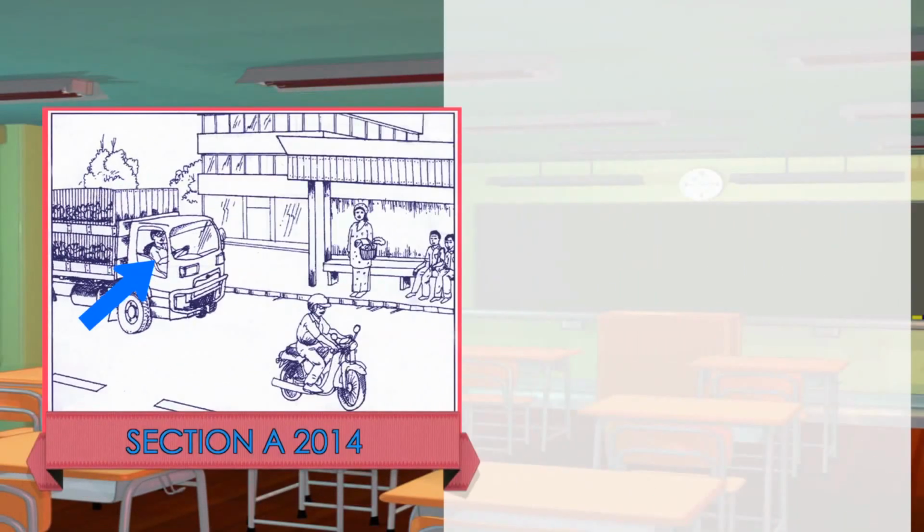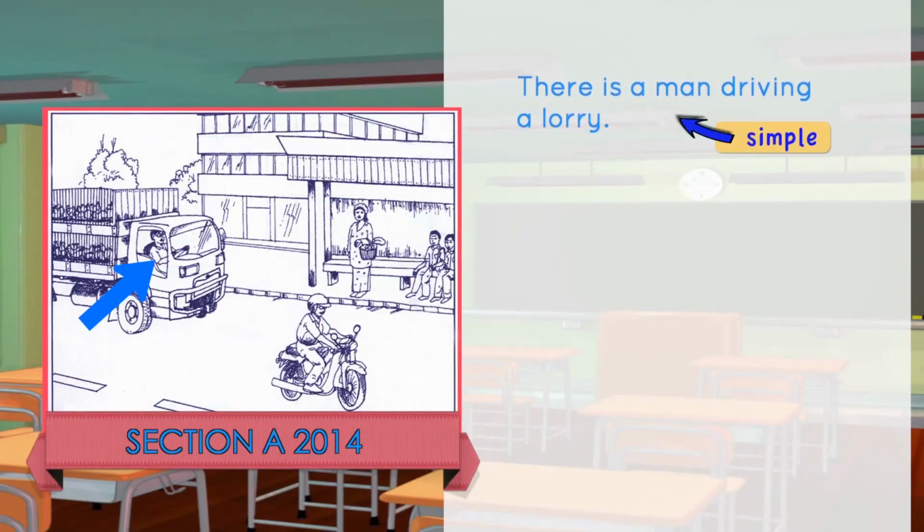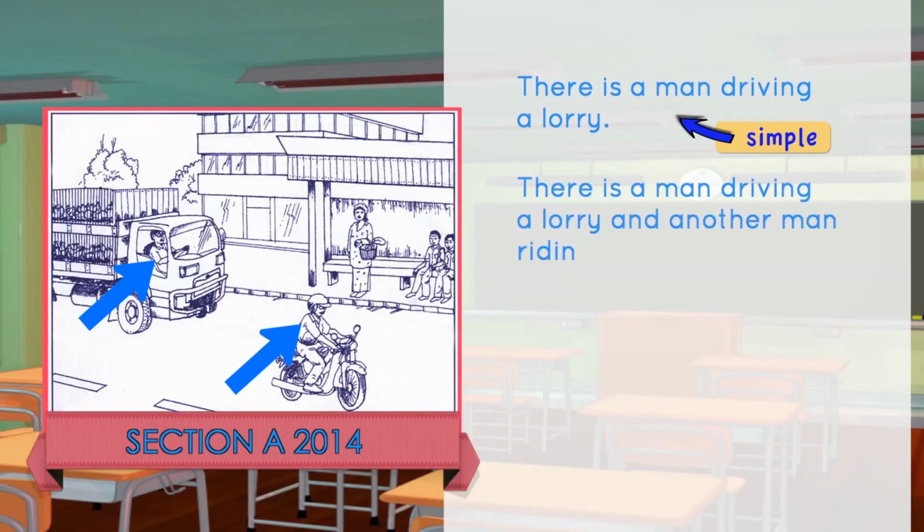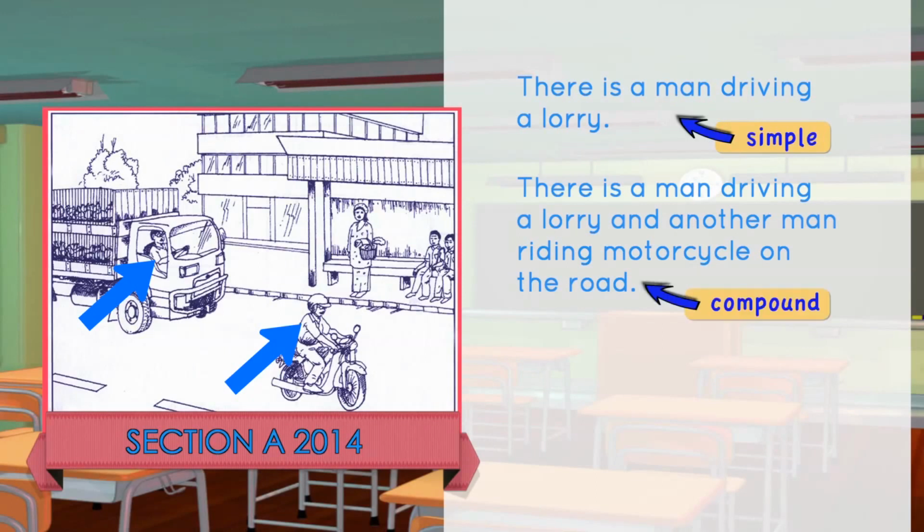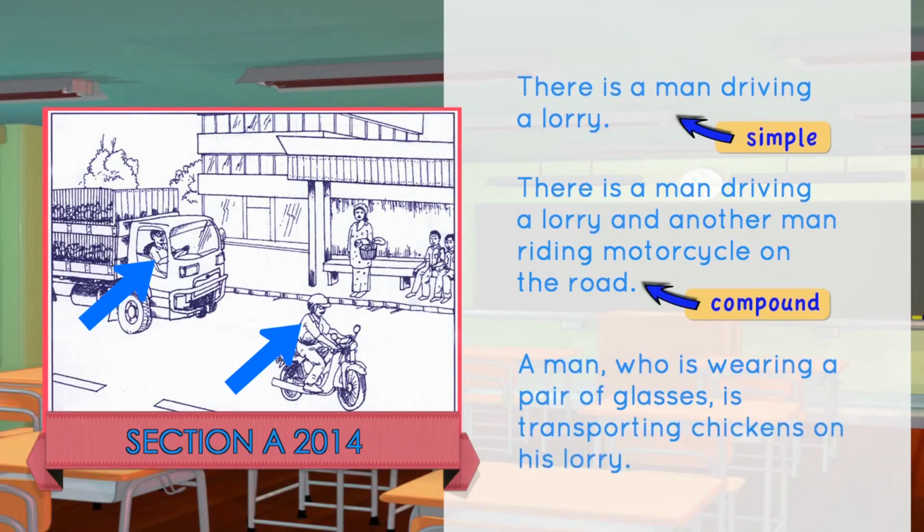At the most basic level, you may write a simple sentence like, "There is a man driving a lorry." If you're feeling confident, you may write a compound sentence describing what the lorry driver and the motorcyclist are doing. There is a man driving a lorry and another man riding a motorcycle on the road. For the excellent students, you can write a complex sentence describing what the person is wearing as well. A man who is wearing a pair of glasses is transporting chickens on his lorry.